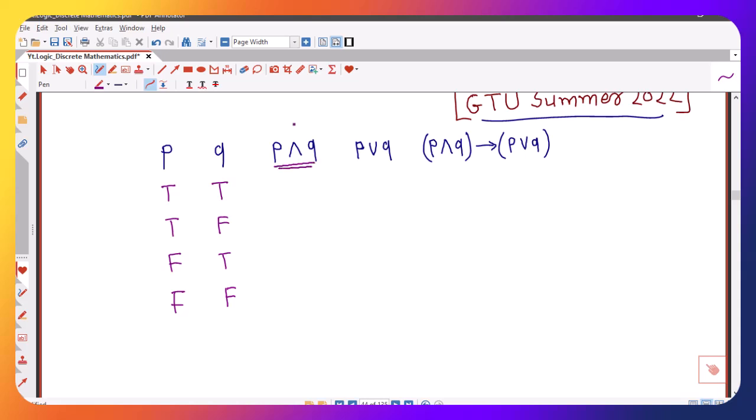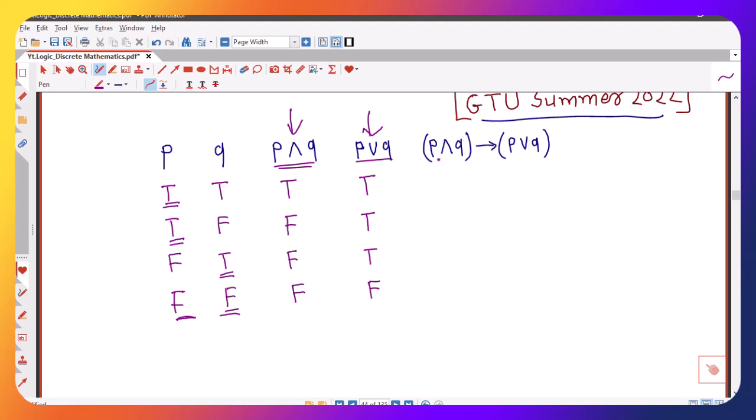For P and Q, it is true if both have truth value true, otherwise it is false. So it is true in this case only, and here it is going to be false. P or Q is false if both have truth value false, otherwise it is true. So if at least one truth value is T, then P or Q is true. Therefore here I will have T, and here both are false, therefore here I have false truth value.